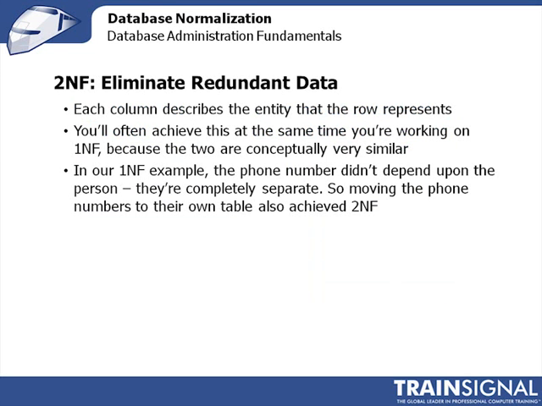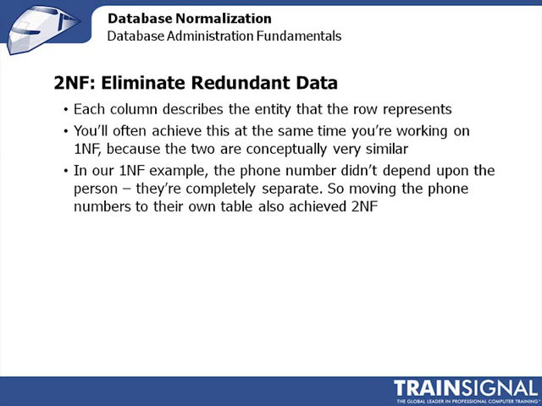Now, one of the rules of normalization is that you have to start with first normal form. Second normal form assumes that you've already reached first normal form. Third normal form assumes that you've already reached first and second, so they build upon one another, which is one of the reasons we're discussing them in this order. So second normal form says to eliminate redundant data.